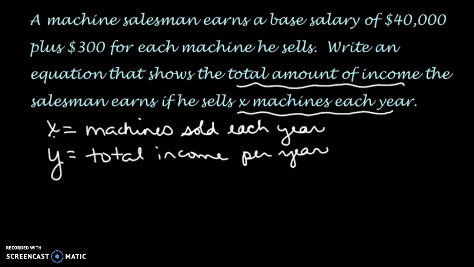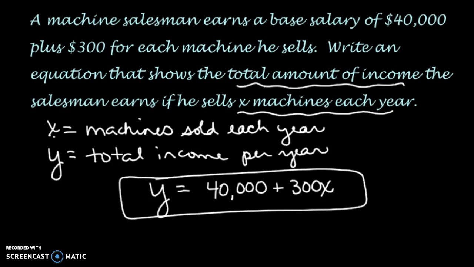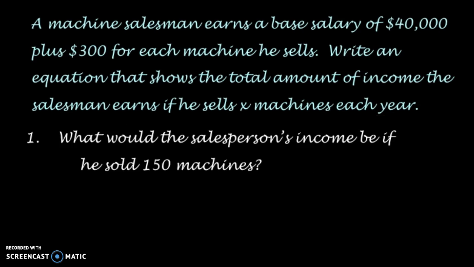Okay, so dealing with those variables, it says, well, his income is, I'm going to say Y equals 40,000 plus $300 for each machine. So $300 is his rate of change. We're going to do 300 times X because he does 300 per machine. So that's his rate. It multiplies the X. We're going to take this equation and we're going to use it to help us solve a couple problems.